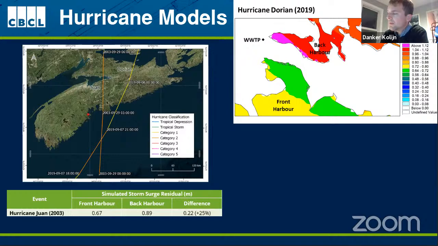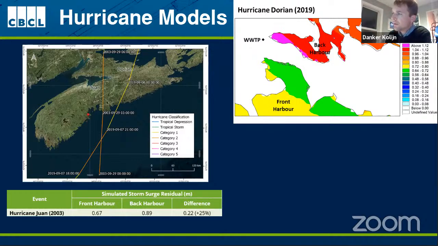And what we found was that in the hurricane passage, there's actually greater water levels in the back harbor, because the water piles up in the back harbor than there is in the front harbor. And this offset is about 25% difference. So whatever the water level was, in this case, it was 70 centimeters in the front harbor and 90 centimeters in the back harbor.